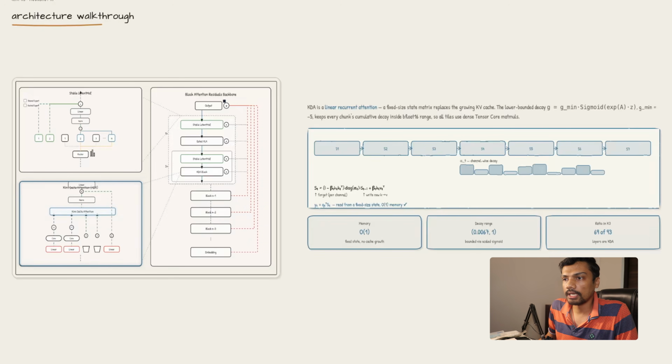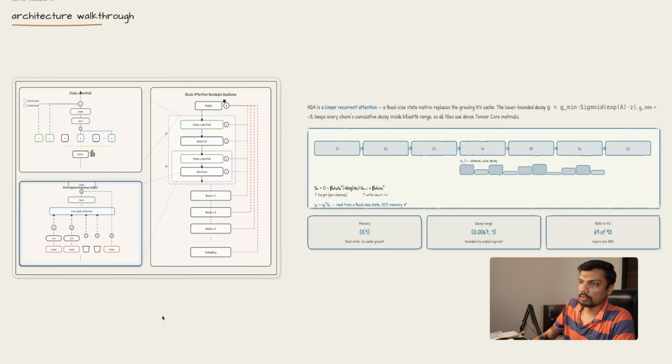The stat cards at the bottom summarize it: O of 1 memory, O of 1 decay, decay range is 0.0067 to 1, and 69 of 93 layers in K3 are KDA.